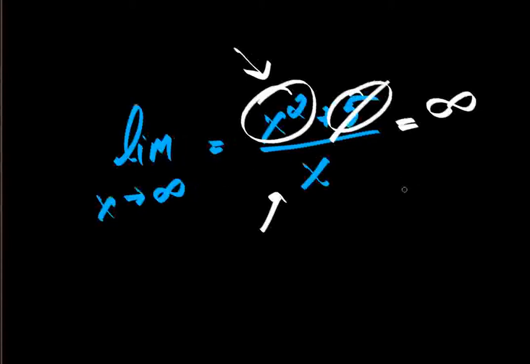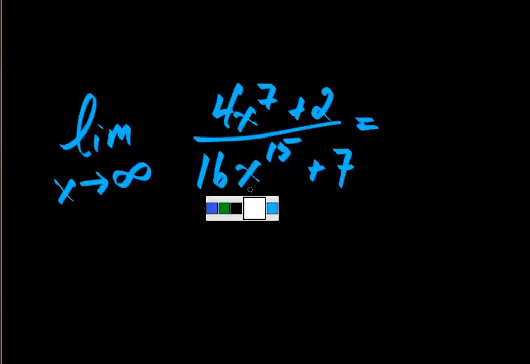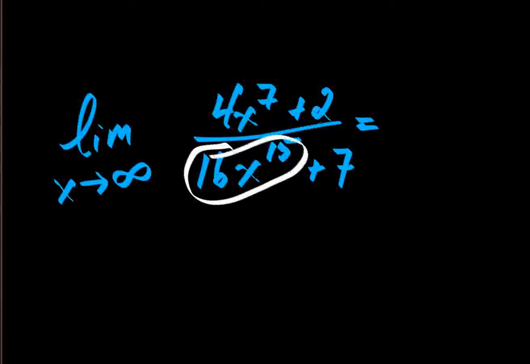Another example, I'll keep doing the color switch. Another example is this right here: the limit as x approaches infinity of this business. Let's look at the terms. On the numerator we have 4x to the 7th plus 2. In the denominator we have 16x to the 15th. Whoa, this term is much larger than anything else here. So all of these other things will be irrelevant once this number starts growing very huge.